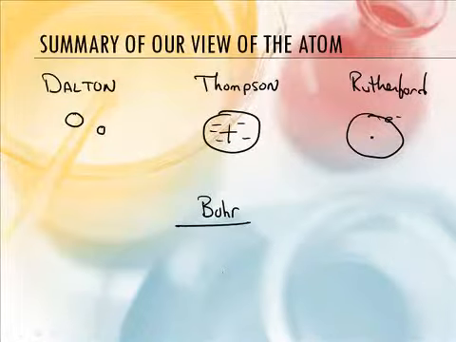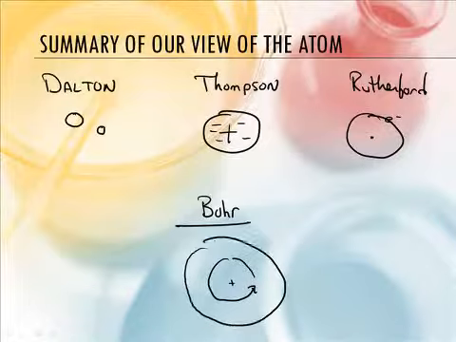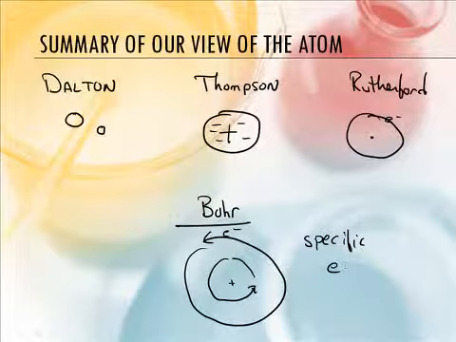And that's Bohr. Bohr said, yep, tiny, super duper tiny nucleus. Now the electrons are traveling like planets around the sun, and they do that in particular energy shells. Specific energy levels. And he was actually wrong, but that's okay. We'll talk about that in Unit 8.